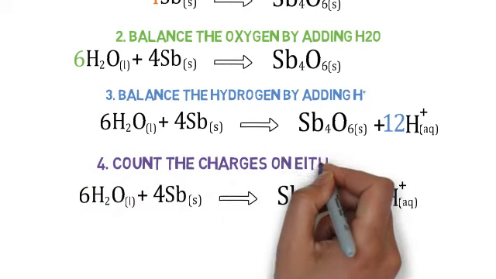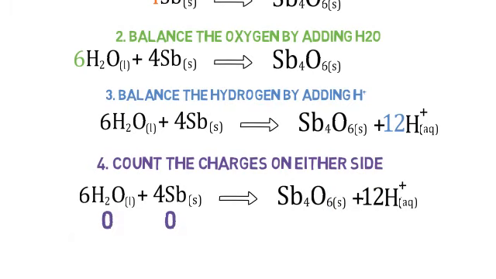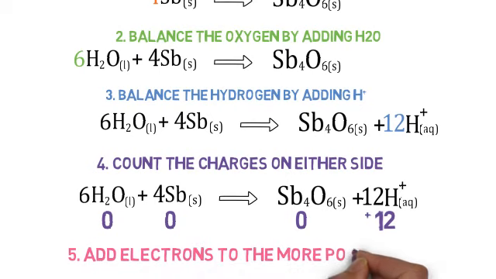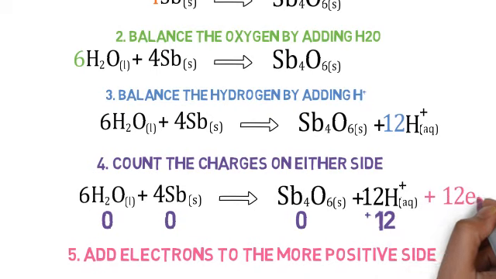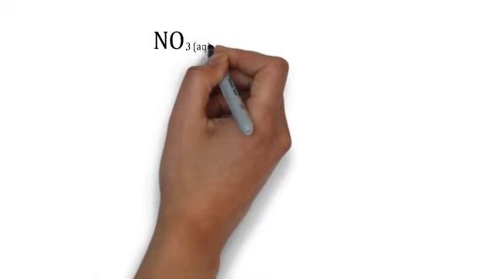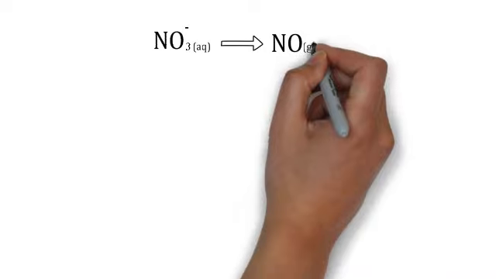If we count the charges of each of our parts, we see that both water and antimony have a charge of 0, so the total charge is 0 on the left-hand side. But on the right, we've got antimony oxide and our 12 hydrogen ions. Those 12 hydrogen ions are contributing a charge of +12. To balance that out, we're going to add 12 electrons, because electrons are negative. Now we'll follow the same process, but we'll do it all in one equation here.